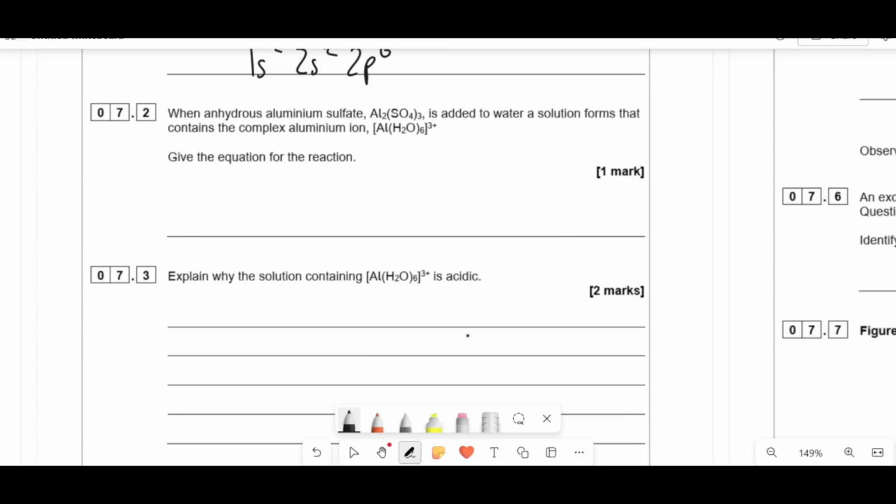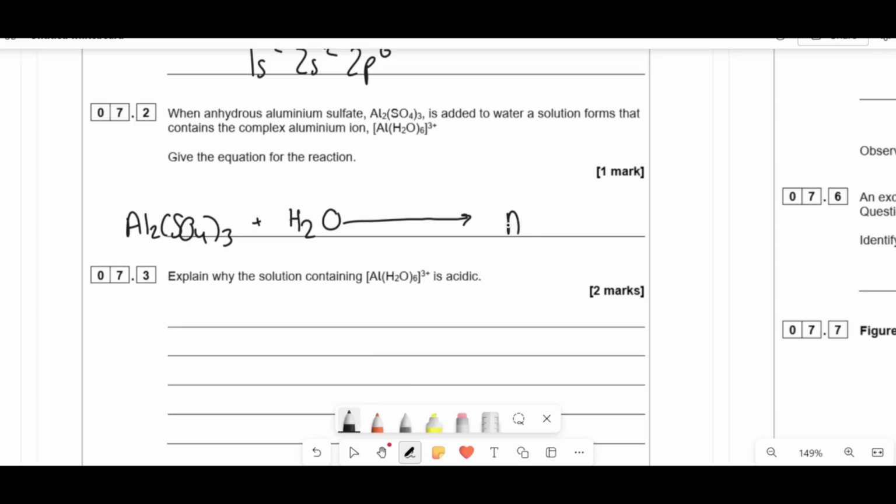So here, people just kind of added random stuff on the equation for no reason. Look at what the question's saying. It says here, the anhydrous aluminum sulfate is added to water, and it gives you a solution that contains this complex ion. Write an equation for this reaction. First of all, just write what it's told you. Don't get gassed and try and do it from memory. So here, the question has said that I'm adding Al2(SO4)3. What else has it told me? I'm adding water. So I add H2O to this.